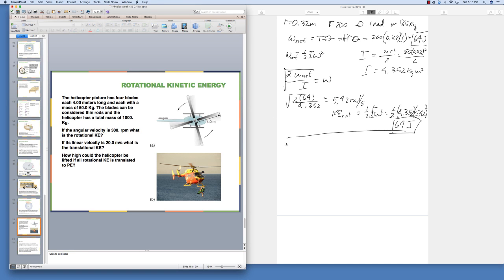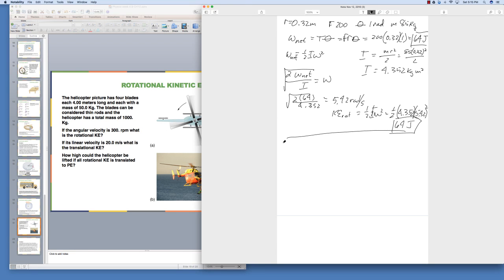Write down what we know. The R is equal to 4 meters. The mass is equal to 50 kilos. We have 4 of them. And the total mass of the helicopter is 1,000 kilos.